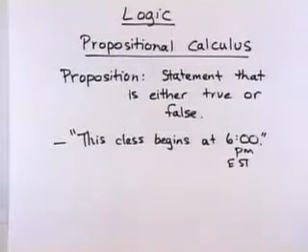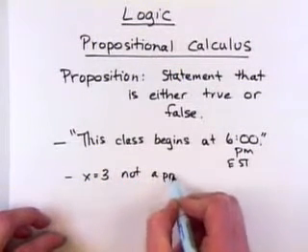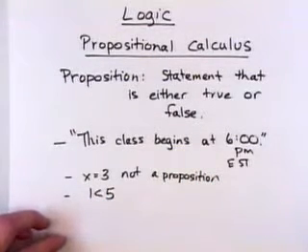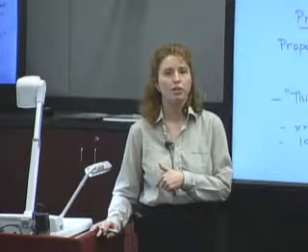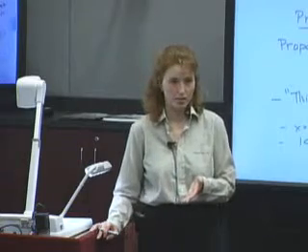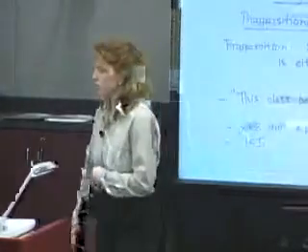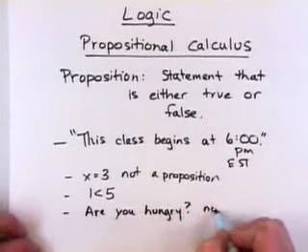Give me an example of something that's not a proposition. X equals 3. Okay, that's not a proposition. 1 less than 5? Now 1 less than 5 is a proposition. It's either true or false. I can say that's true or that's false. But x equals 3 is not a proposition because I don't know what x is. It could be an assignment, but not a proposition, because some x's might be equal to 3 and some of them might not. So a question is also not a proposition, right?